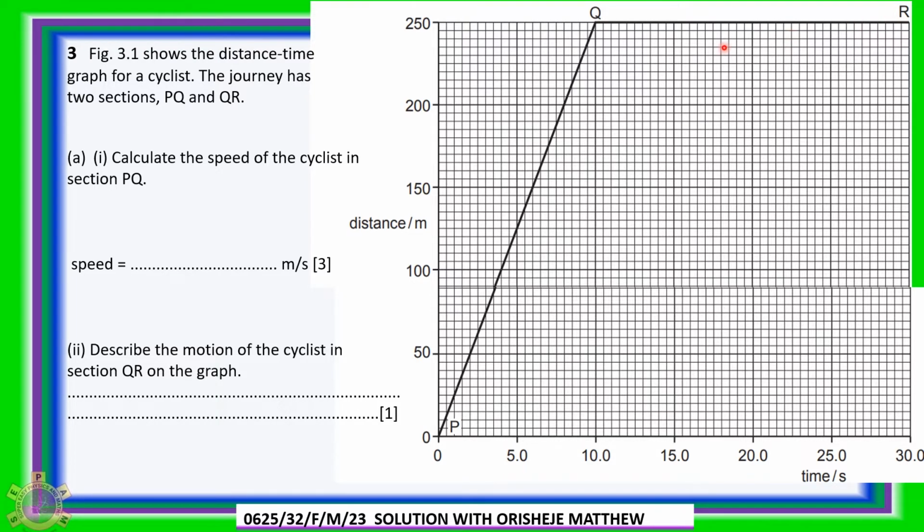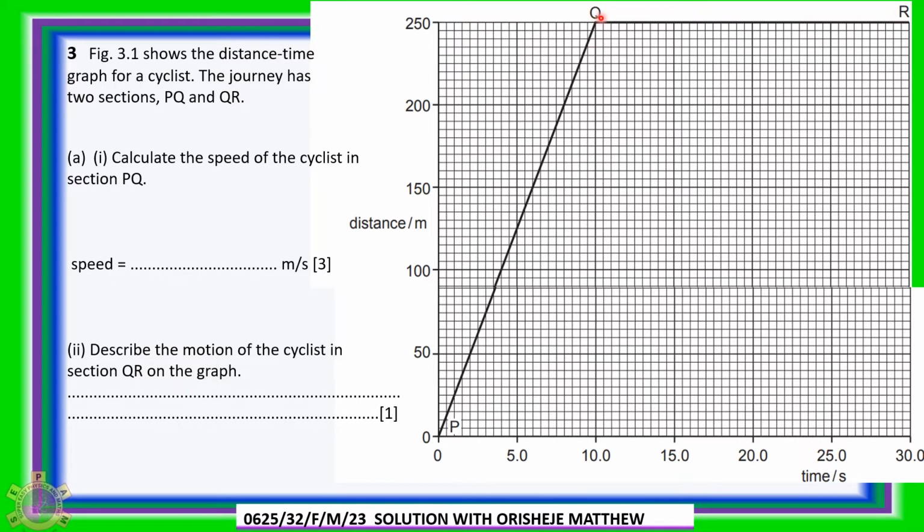So how long was it resting? From 10 seconds to 30 seconds. So it rested for 20 seconds. So how long was it moving? It moved for 10 seconds. And how fast was it moving? So you divide that distance.